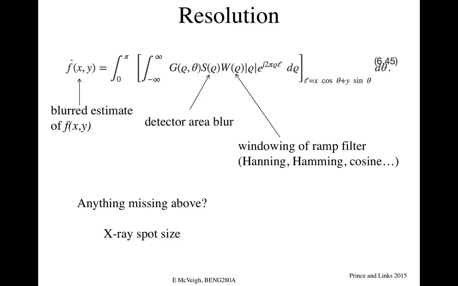We won't really talk about this, but what isn't modeled here is the fact that the X-ray source itself doesn't come from an infinitesimal spot. It actually comes from a spot that is about a millimeter, so it's on the size of the detectors. And so that X-ray source also will induce some blurring if the X-ray spot of your source is too large.